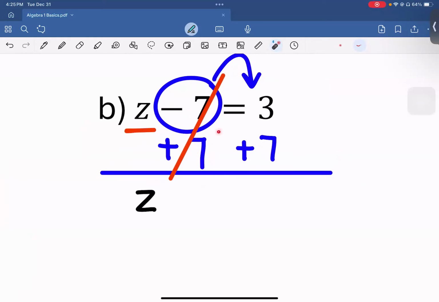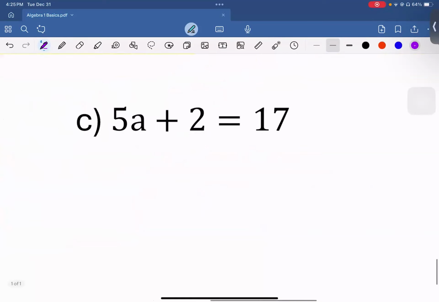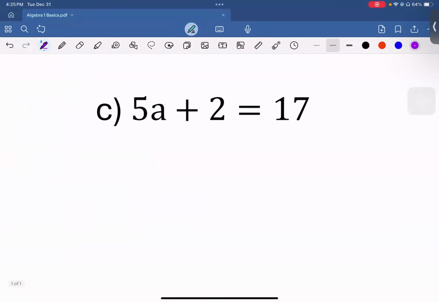Okay, so I'm going to bring down my equal sign. And then I'm going to do 3 plus 7, which is going to equal 10. Let's box our answer. We're good to go. Moving on, we'll have something like this.